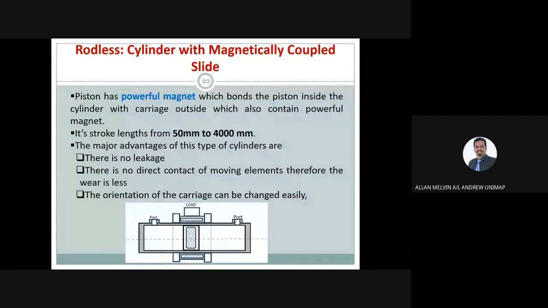And with a similar concept, instead of using a rope, you can also use a cylinder with a magnetically coupled slide, like this. The piston is a powerful magnet which bonds the piston inside the cylinder with the carriage outside, which is also a powerful magnet. You can see here the blue parts are magnets. So you have a carriage with magnets here, inside here and also here. Then you have two working ports. Even though there is a surface in between, the magnet is still powerful enough to stay connected to these two magnets.